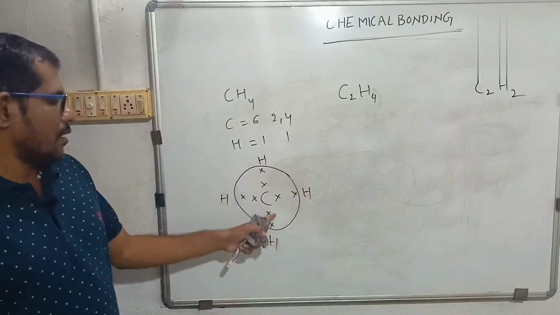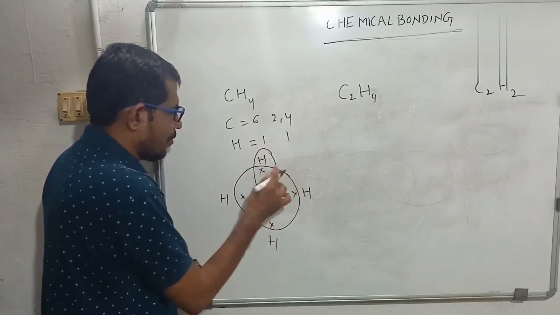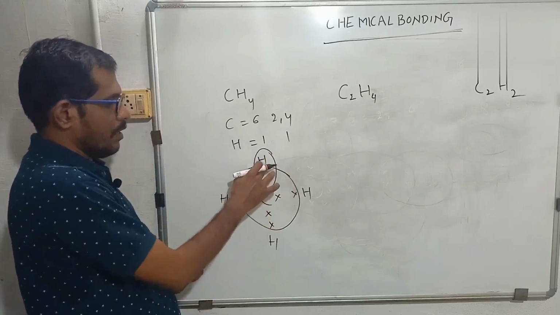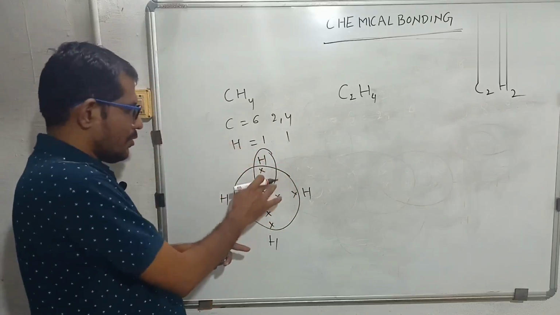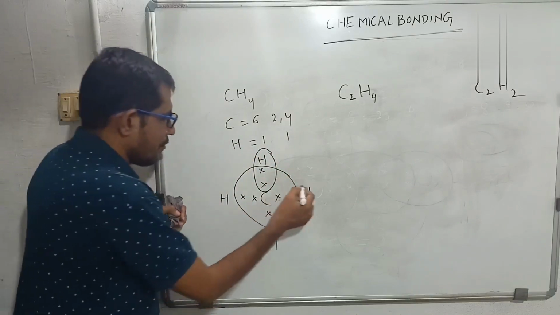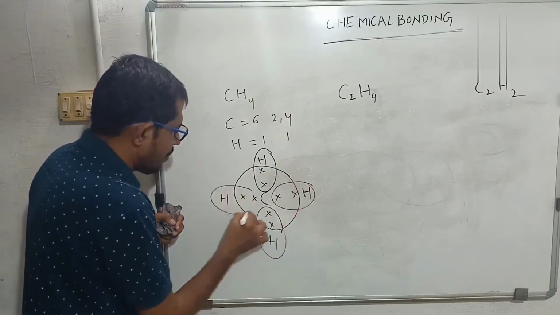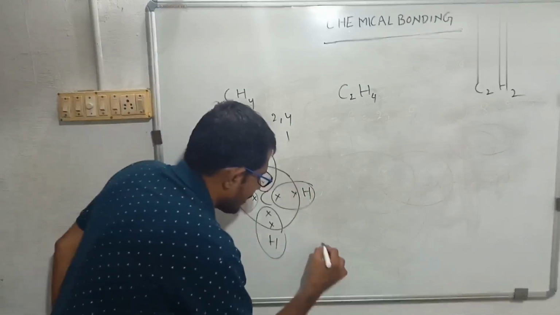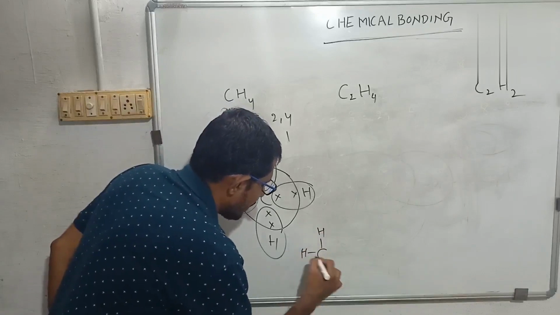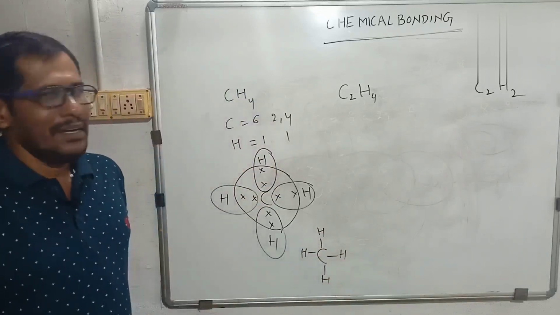Carbon needs 8 electrons, so the circle will become like this. For hydrogens, the circle will become like this. Why? Because by getting a duplet, hydrogen will become stable. That's why this circle is enough, right? In this circle, only one pair of electrons is shared. That's why the structure of methane will come like this.